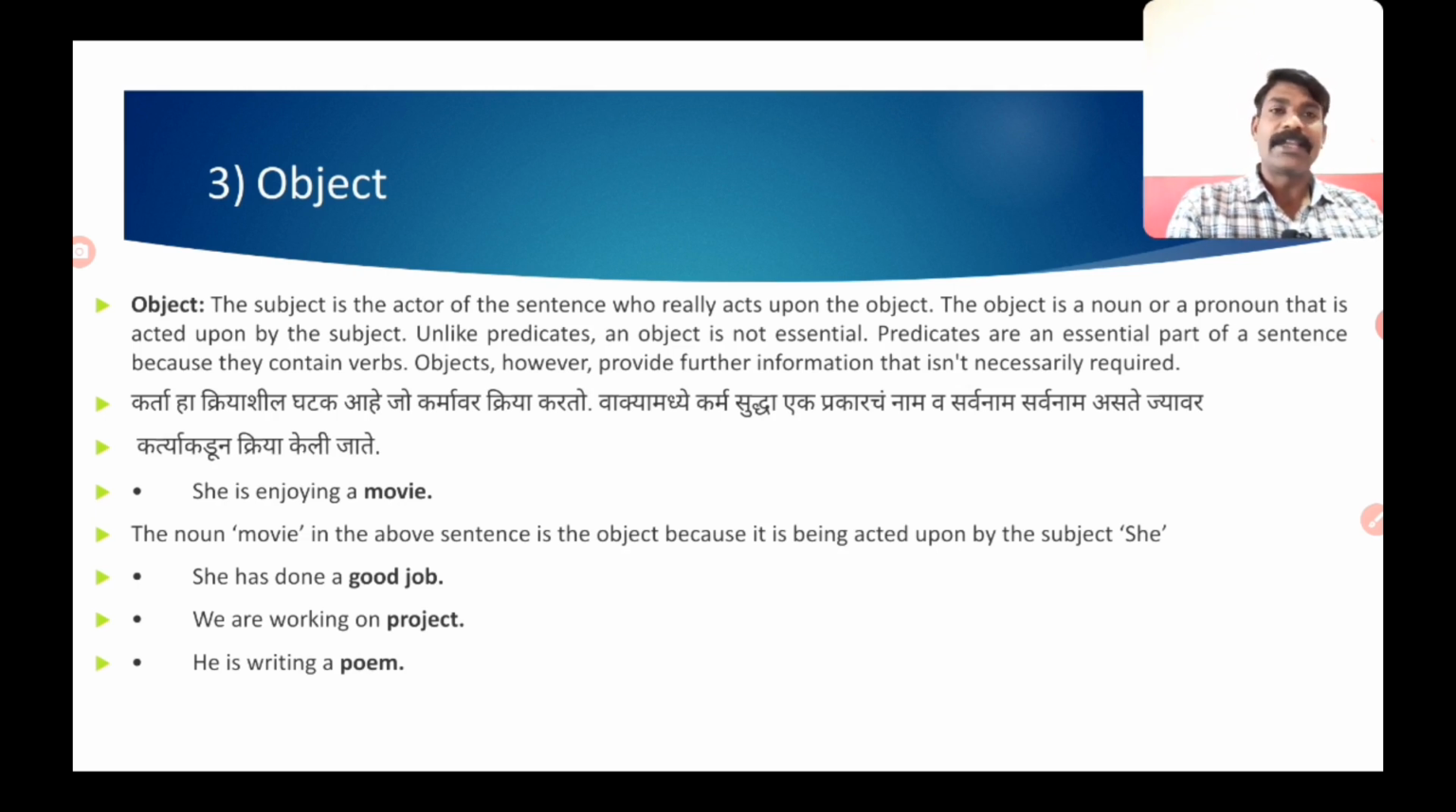Unlike the predicate, an object is not essential to form any sentence. It is not necessary to have the existence of the object.